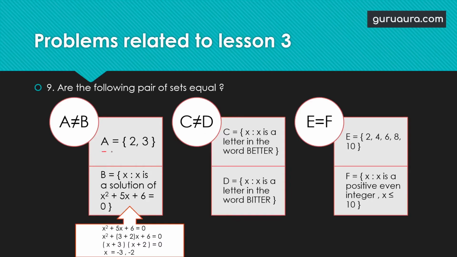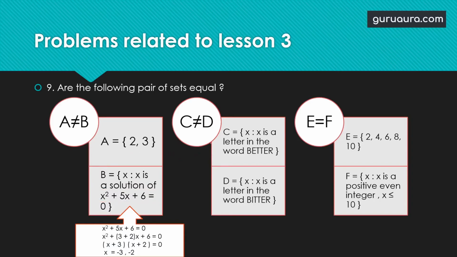Set A and set B. Set A has the elements 2 and 3. And in case of set B, the set of all x such that x is a solution of x square plus 5x plus 6 is equal to 0. Here, set B has two elements, minus 3 and minus 2, which are not the same as set A. Therefore, this pair of sets are not equal.